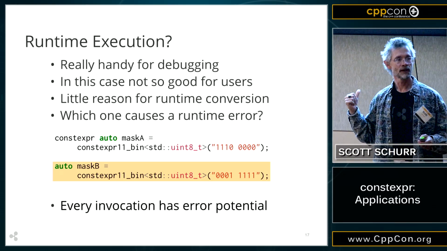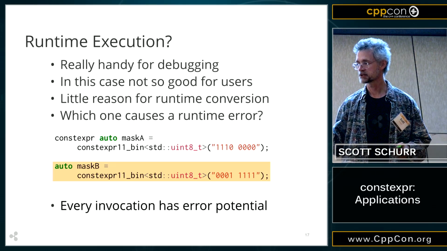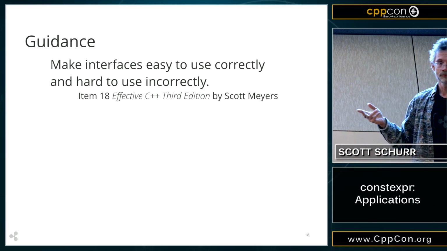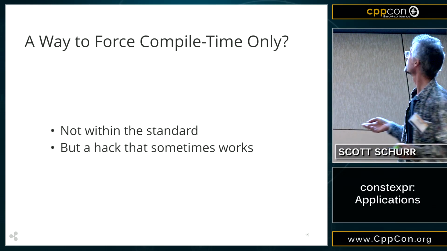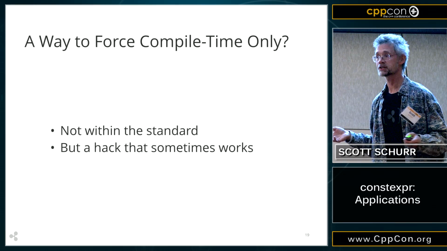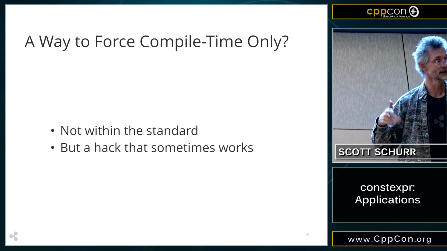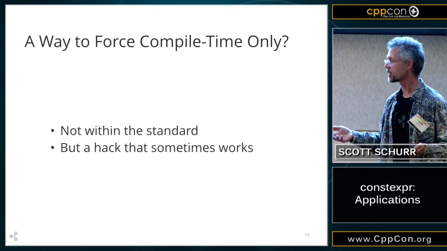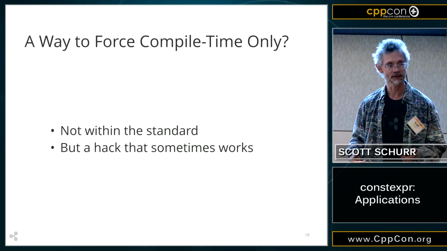So the thing I don't like about this is that every time you call that function, every single one of those calls is an opportunity for a mistake. So we don't like mistakes. We want to try to make things easy to use. And is there a way to force this? The standards guys did a lot of cool work with constexpr, but for whatever reason, there isn't a way that I'm aware of within the standard to force a constexpr function that can only be evaluated at compile time.